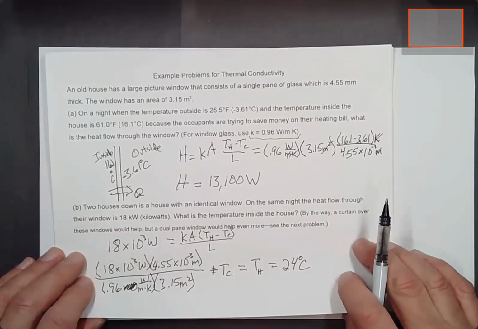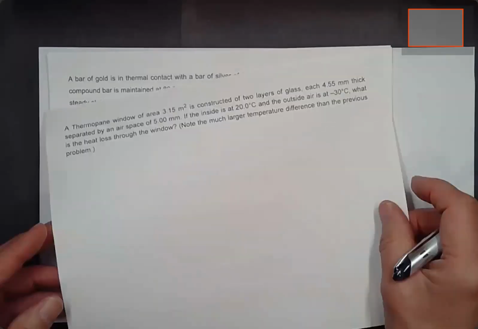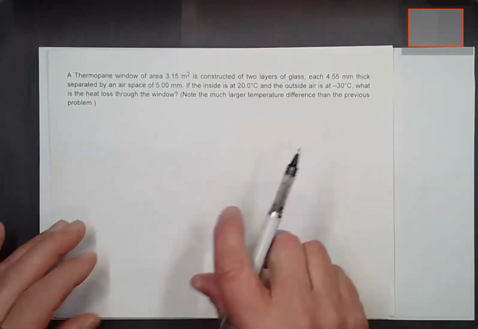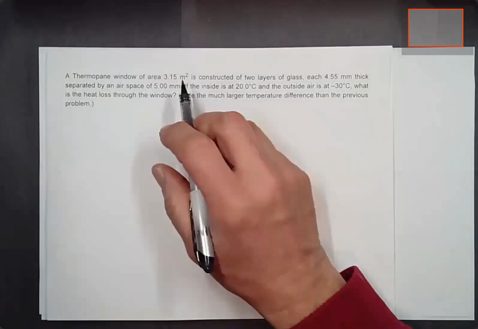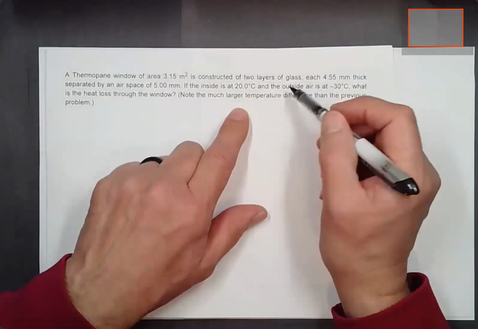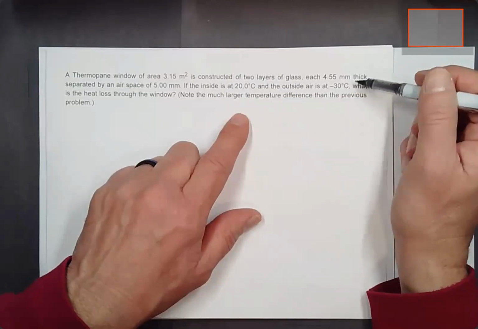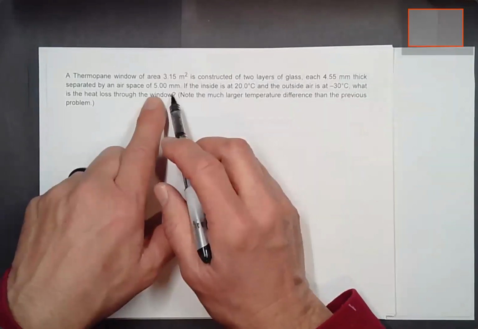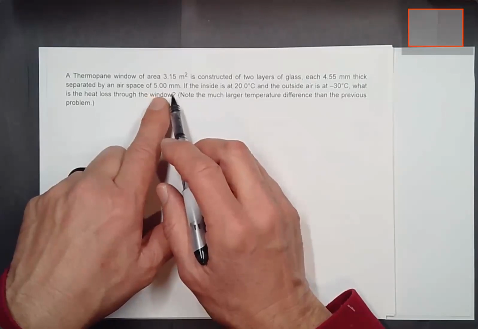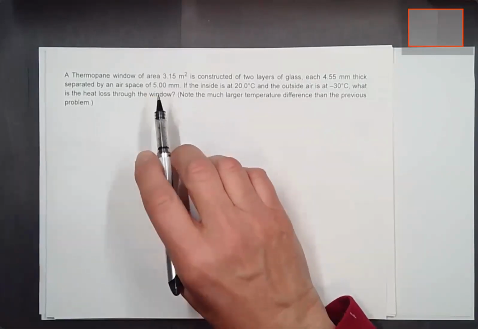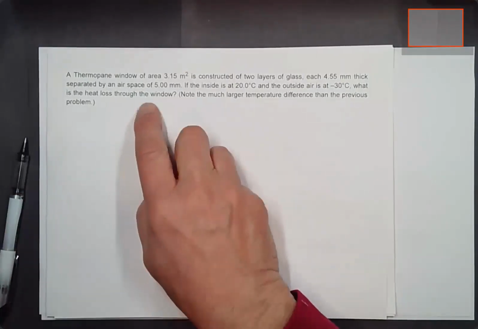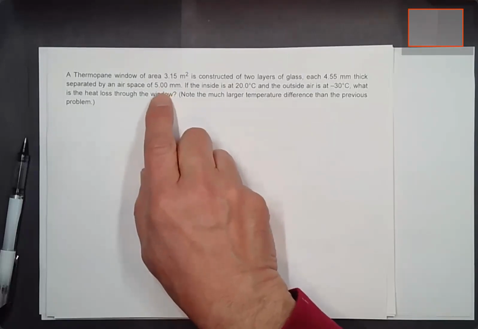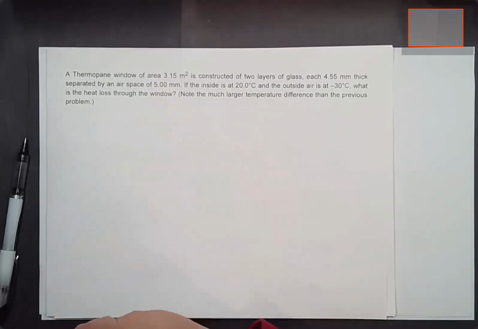So let's see a more practical way to do this. And this would be something that, I don't know if thermopane is a copyrighted term or not, but what it is is a window that has two layers of glass, each 4.55 millimeters thick, separated by an airspace of 5.00 millimeters. Now, you could improve this. They've found that you can have an air gap of up to about half an inch in thermopane, which would actually be about 13 millimeters, and that would make it even better.